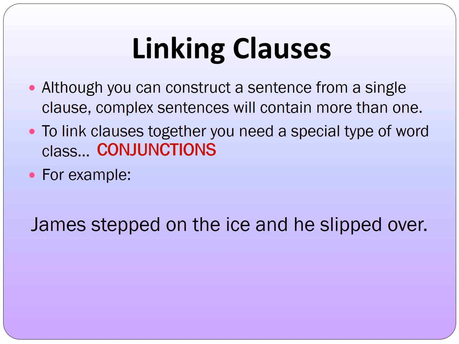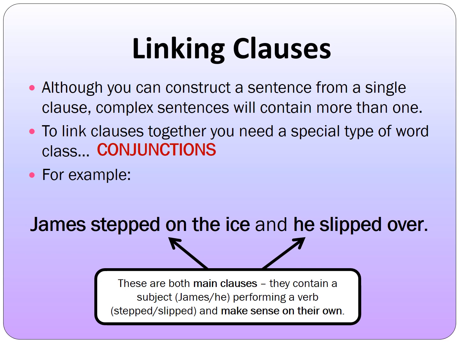For example, James stepped on the ice and he slipped over. Can you identify the conjunction in this sentence? And links together the two ideas. James stepped on the ice, he slipped over. They are joined by and. They are both main clauses because they contain a subject performing a verb, and they both make sense on their own.